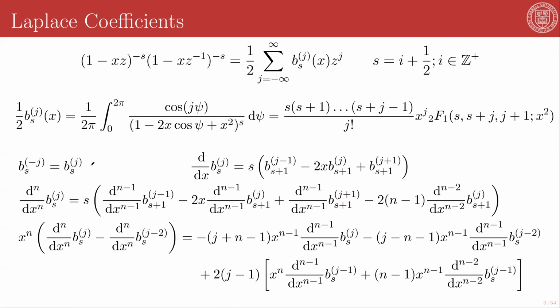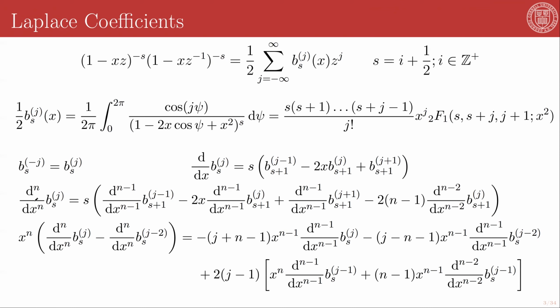Some useful attributes of the Laplace coefficients are that the negative jth coefficient is equivalent to the positive jth coefficient, and that the derivative in x, the argument of the coefficient, can be given recursively as s times the jth minus 1 coefficient of s plus 1, minus twice x, the jth coefficient of s plus 1, plus the jth plus 1 coefficient of s plus 1, the arguments for all of these still being x.